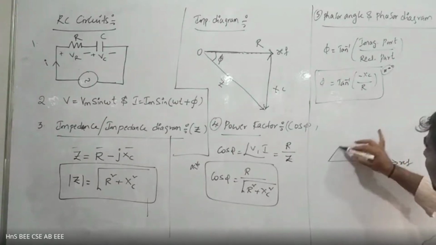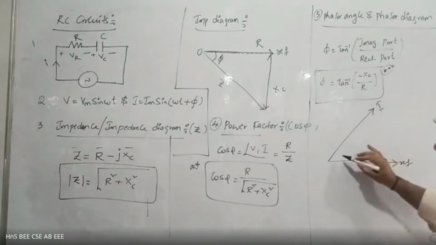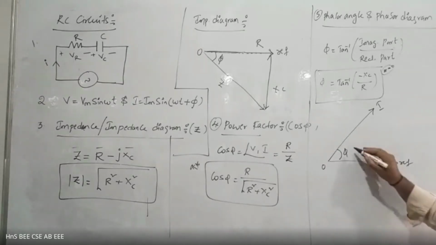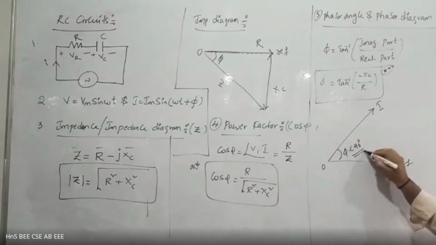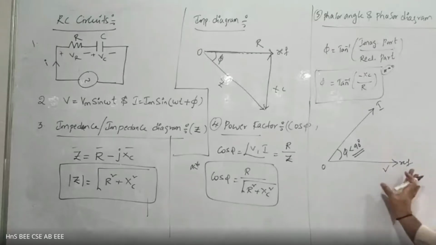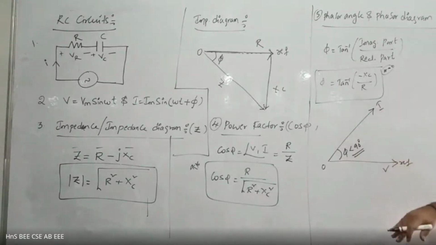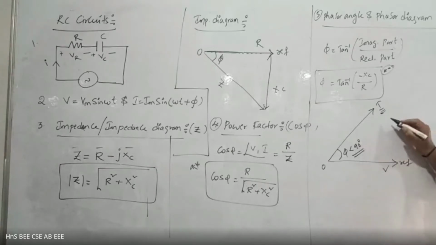What is plus pi? Simply I have to take it like this. That angle is less than 90 degrees. Just you have to take plus pi. This is the phasor diagram of the RC circuit. Now, from this explanation, which is the leading part, which is the lagging part? The current is leading, the voltage is lagging.